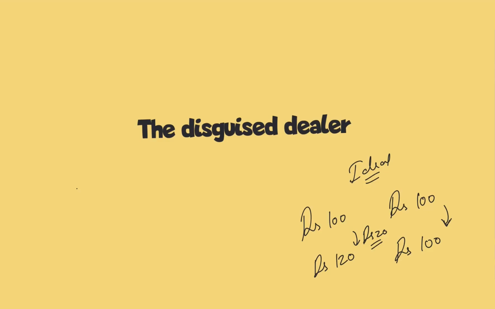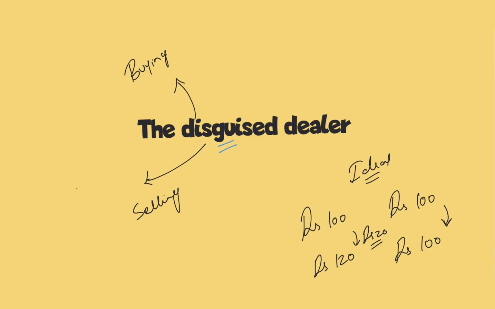But then comes someone who is a disguised dealer. What is a disguised dealer? He will do a disguise while buying, and he will do a disguise while selling as well. So even while selling, he is doing a disguise. How is he doing a disguise while buying as well as while selling?